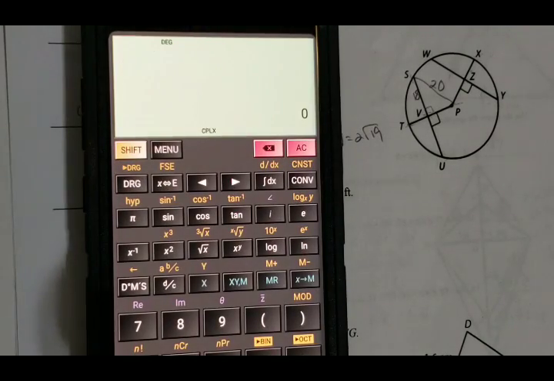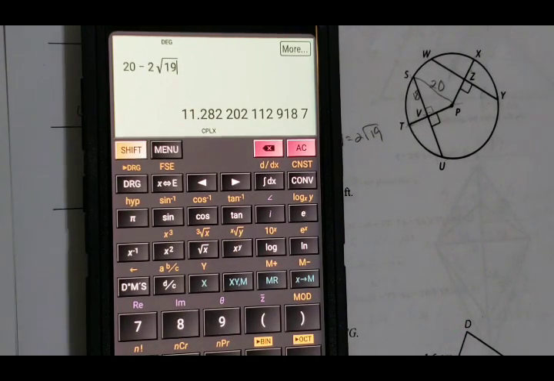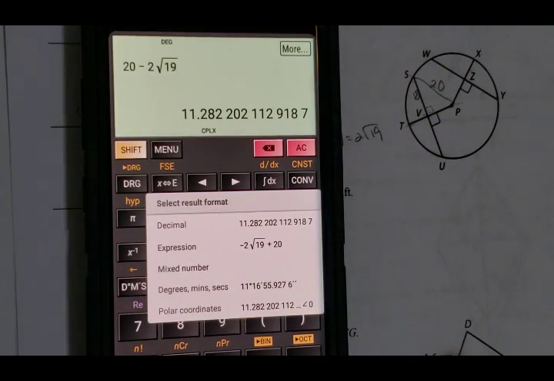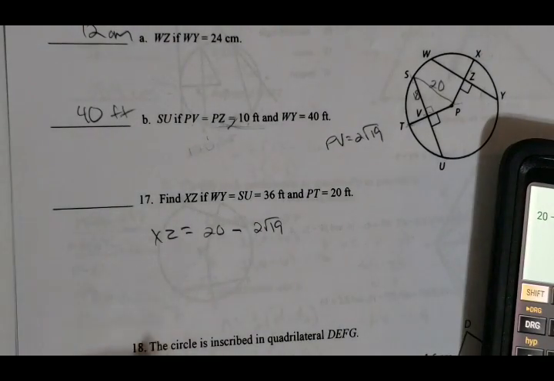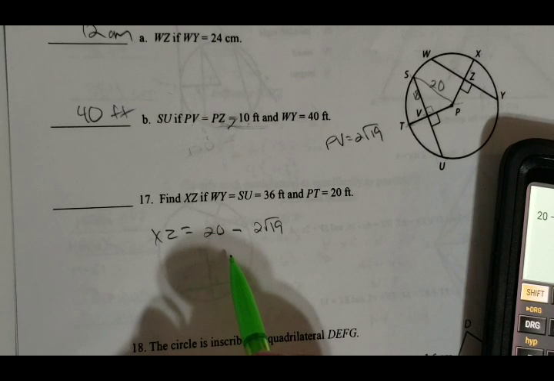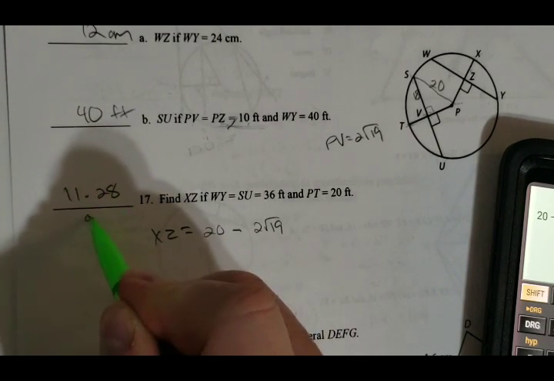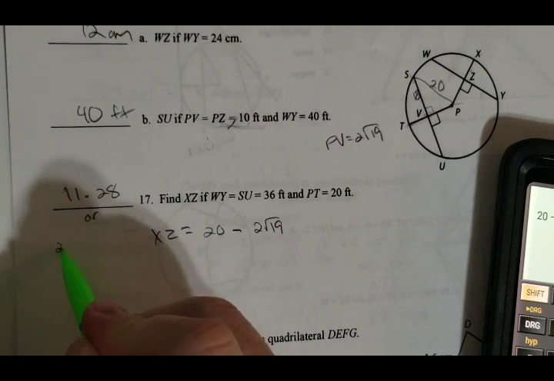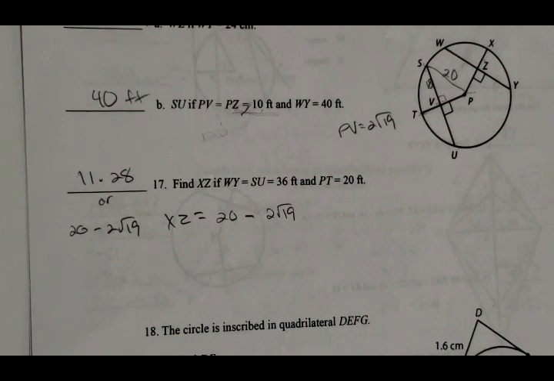Or 20 minus 2 square root of 19, if I want to leave the expression. That's it. Can't simplify it down. I'm just going to give a decimal here: 11.28, or 20 minus 2 square root of 19. Either one of those is fine. And yes, that was a little more difficult than 16A or B.